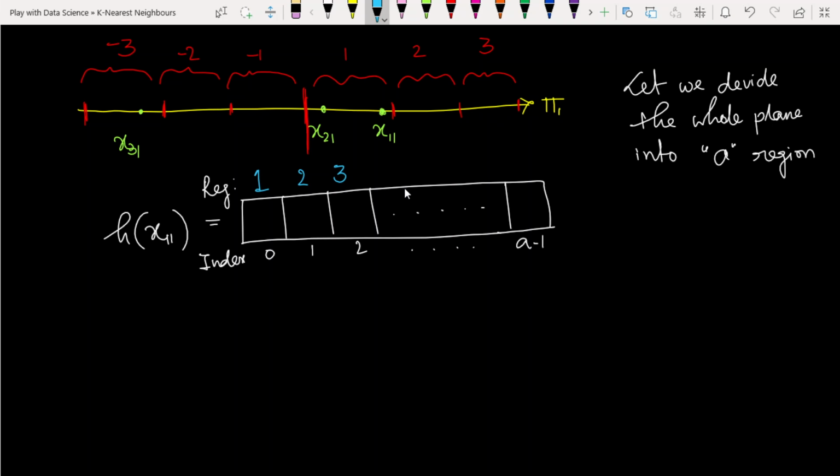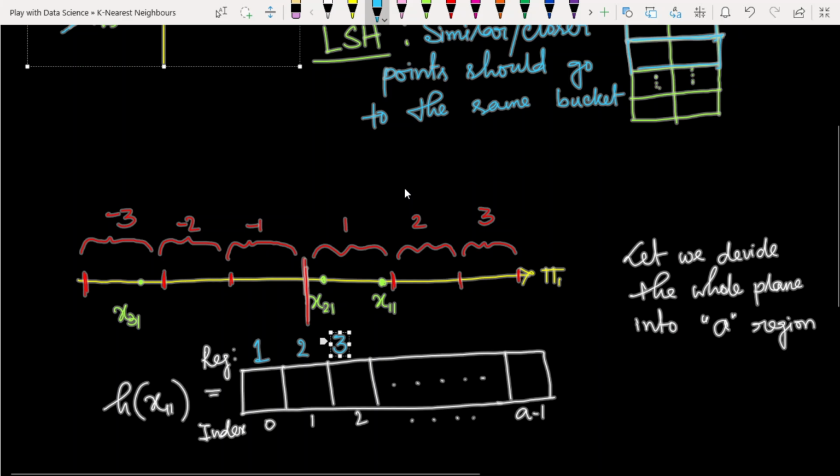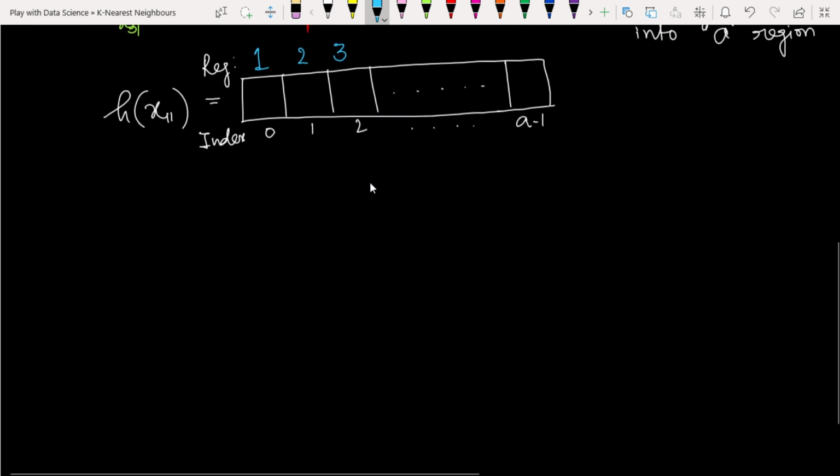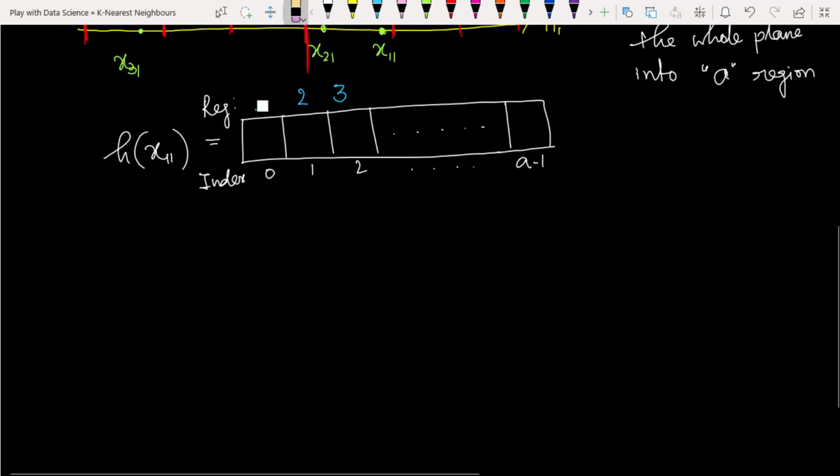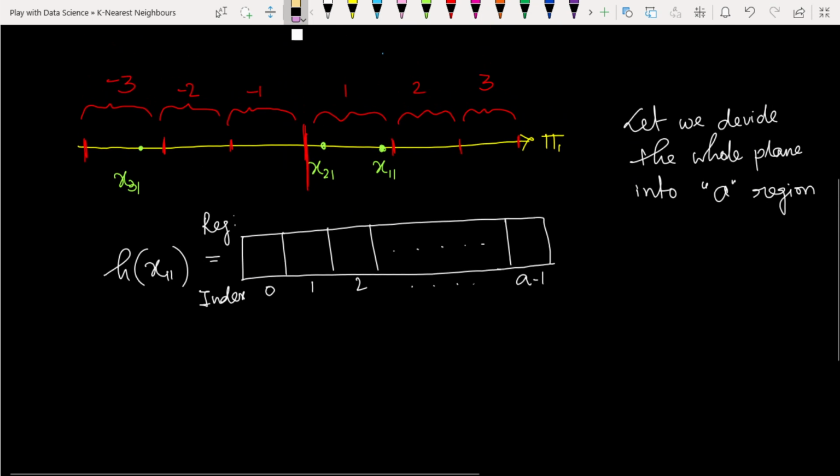I think this will be better. Here I am using the notations, because these regions will be -3, -2, -1, like this. This will be 1, this will be 2, this will be 3, like that these regions will be.